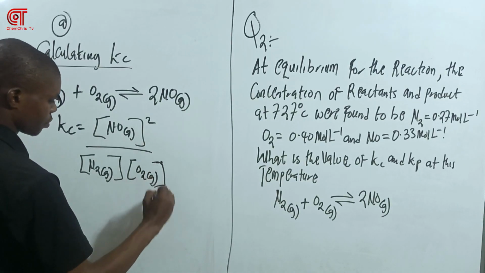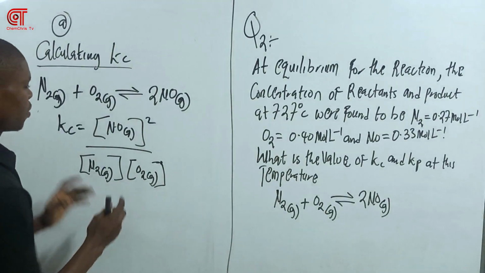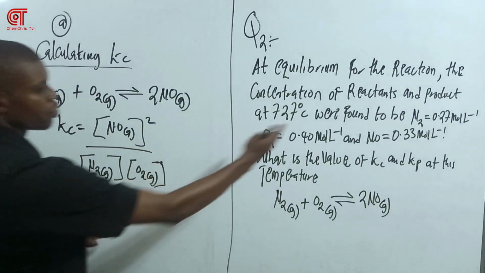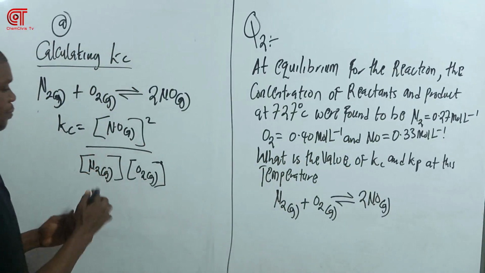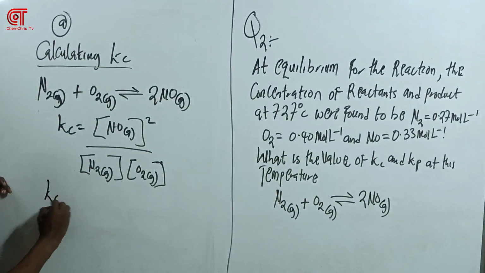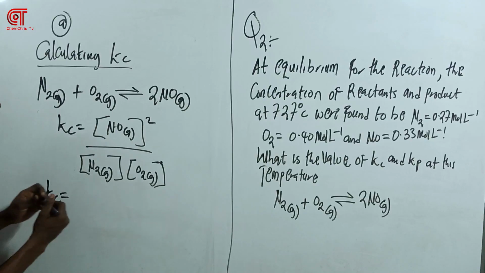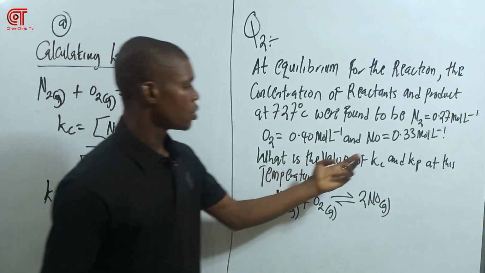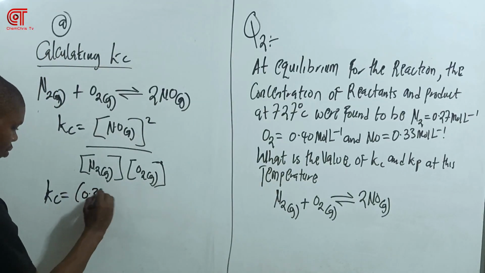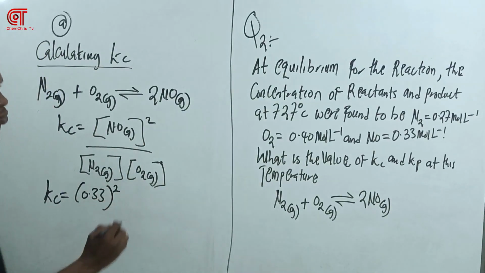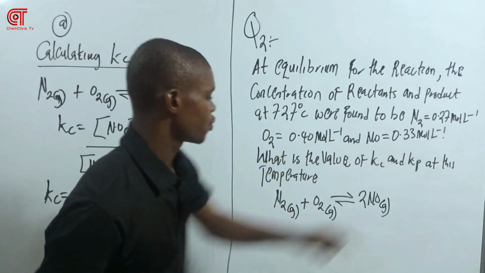So what I want to do here now, there's no point in writing those figures again because they are already given to us here. So you have to input them and we'll calculate. NO is 0.33, so 0.33 raised to the power 2.